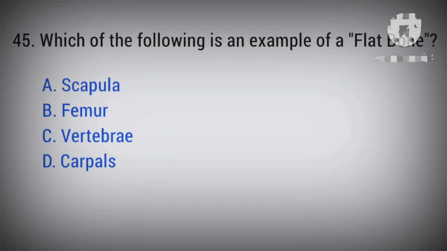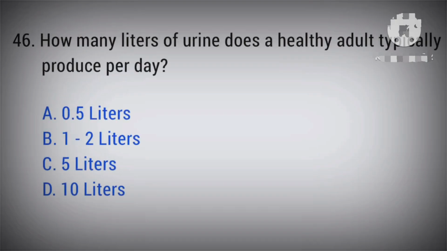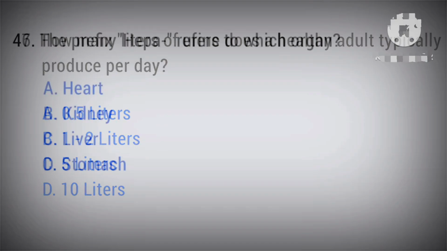Question 45. Which of the following is an example of a flat bone? The right answer is option A, scapula. Question 46. How many liters of urine does a healthy adult typically produce per day? The right answer is option B, 2 liters.